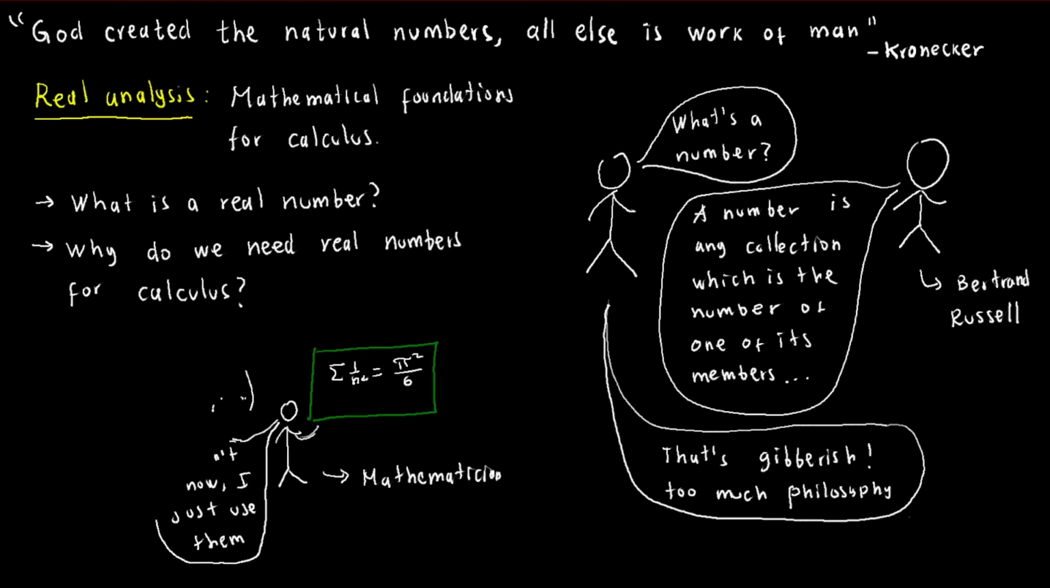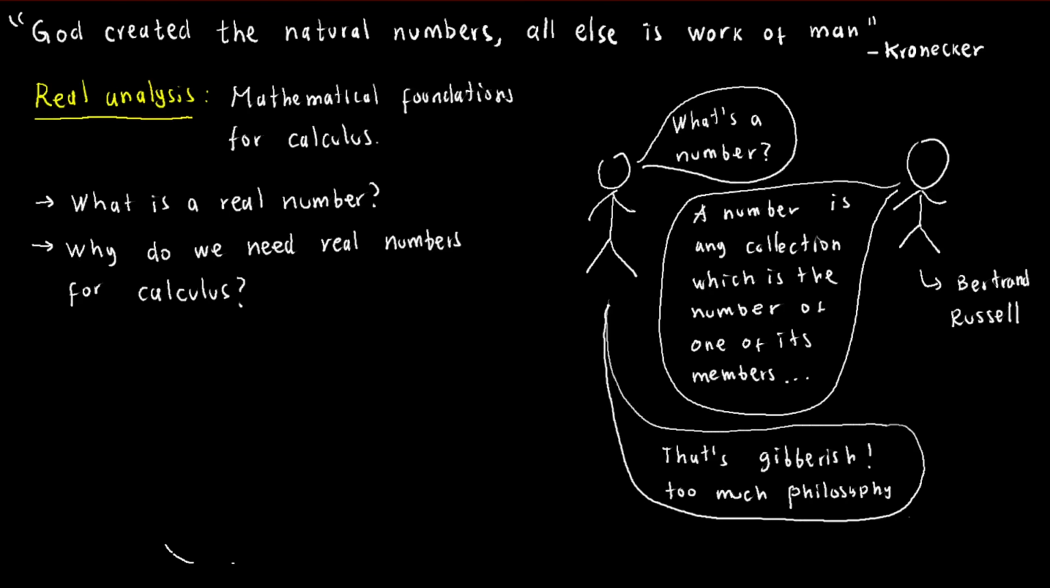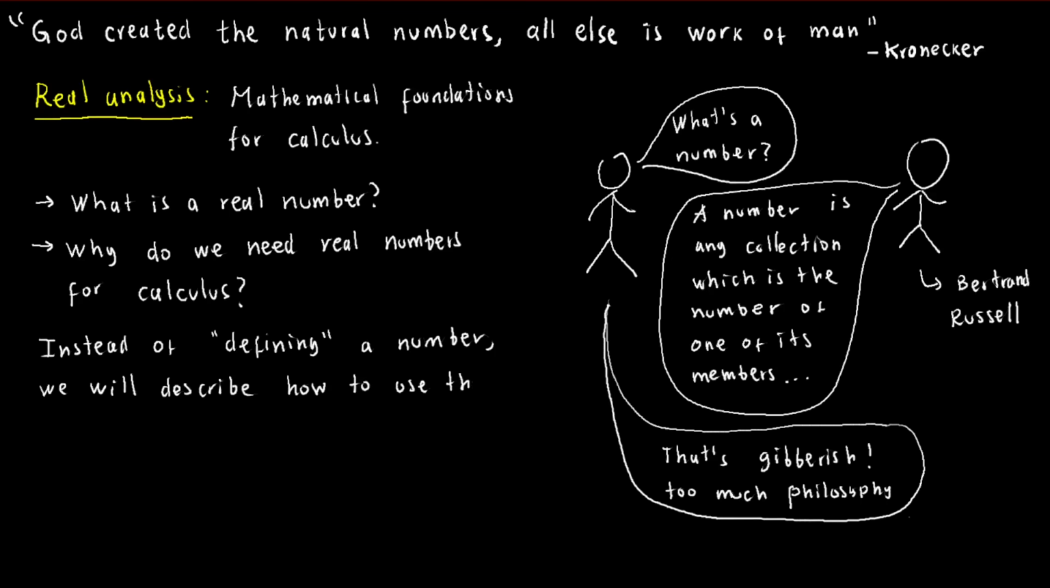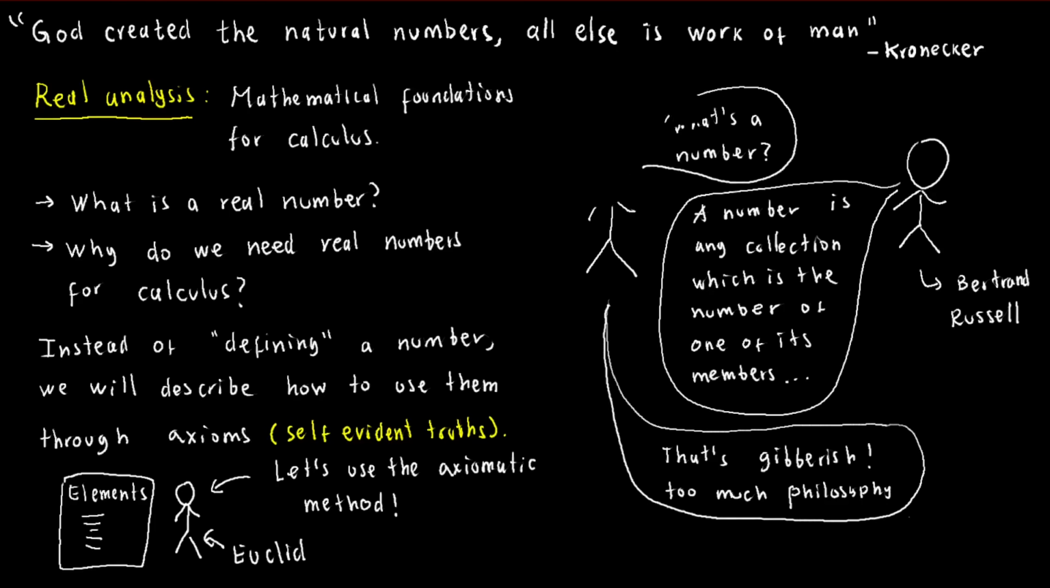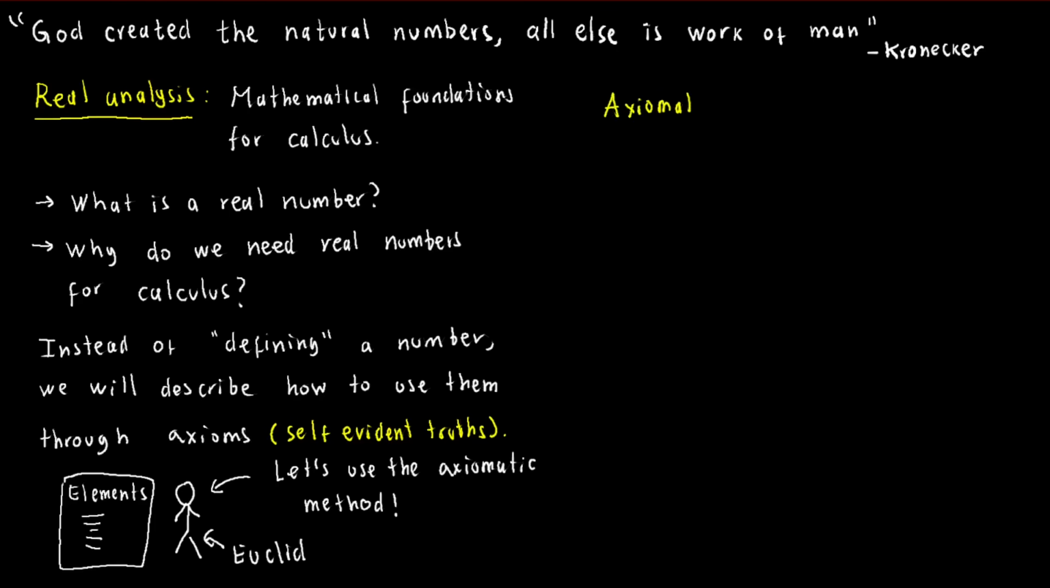However, it wasn't long before they realized that what a number is doesn't matter as much as how it's used in the practice of mathematics. To study the real numbers, we will rely on the axiomatic method. This method has been the standard approach to formalizing mathematics since Euclid's Elements. Instead of defining a mathematical object, the axiomatic method describes its behavior using self-evident truths called axioms.